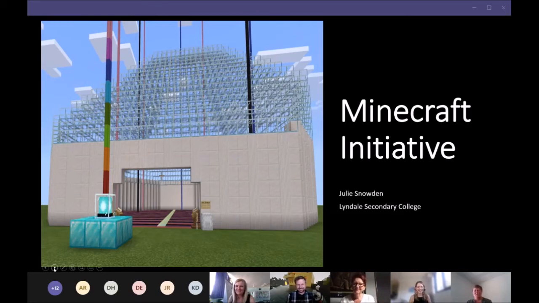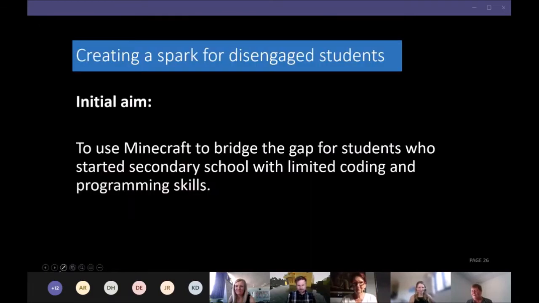My initial aim, if you could go to the next slide, Lauren. Thank you. My initial aim was to use Minecraft to bridge the gap for students who started secondary school with limited coding and programming skills. There are many factors or situations that lead us to a determination of disengagement in a student. And across this year, I've experienced an increase in disengagement simply because of remote learning. So we've had a lot of disengaged students in 2020.